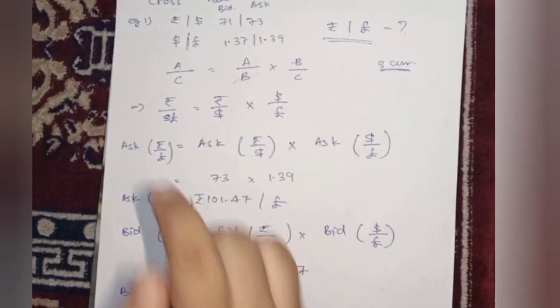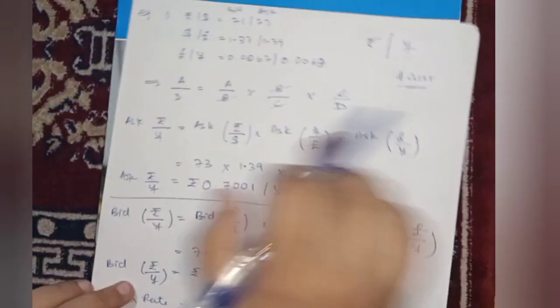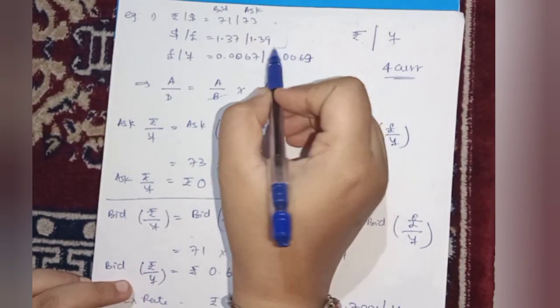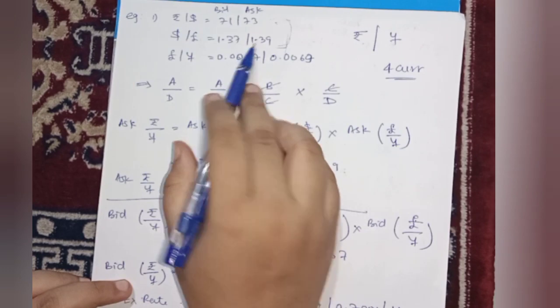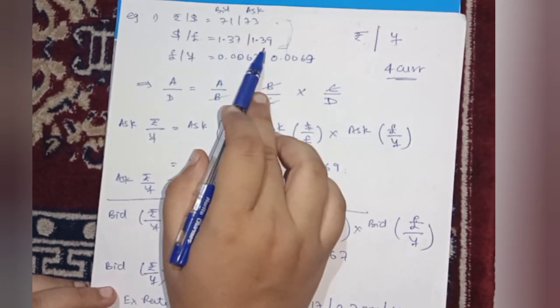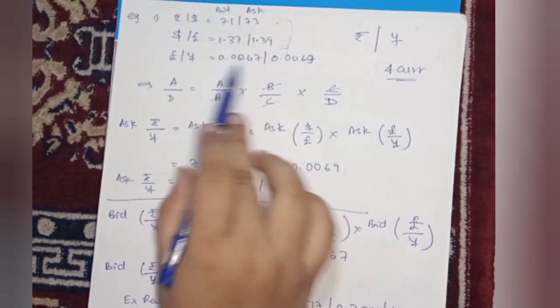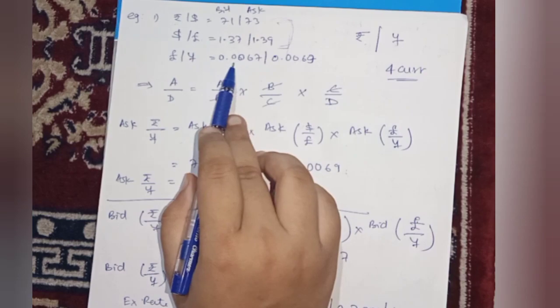So as you can understand, in both these examples, example number 1 as well as example number 2, these two currencies were given in direct quote, because they were greater than 1. But this currency, that is pound per yen, was an indirect quote because it was mentioned in decimals.